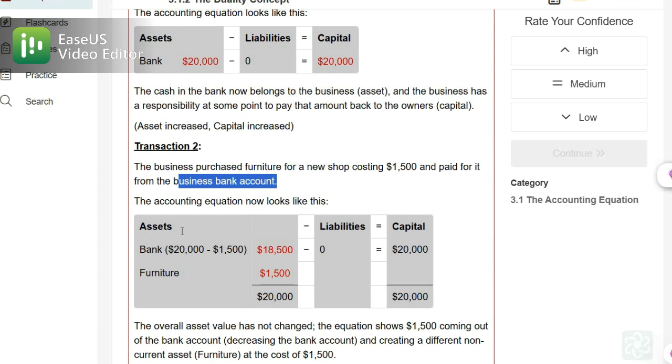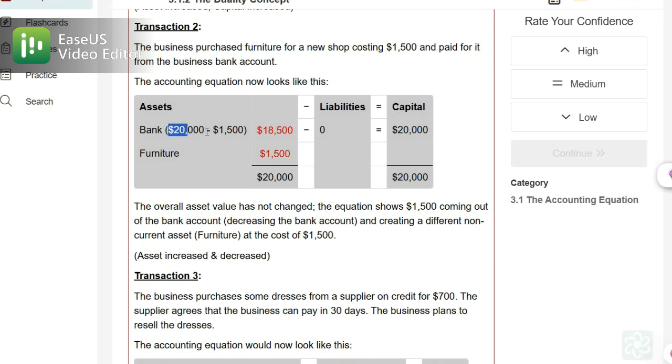If you see here, in the bank you will have 20,000, which was introduced by the owner, and now you paid 1,500 for furniture. So the remaining balance is 18,500. Now you have purchased furniture for 1,500, and that is your asset. So the total amount is the same, right? And definitely the capital is the same. So this is your equation: asset minus liability is equal to capital, right?